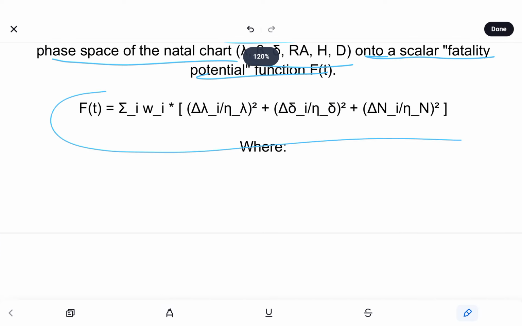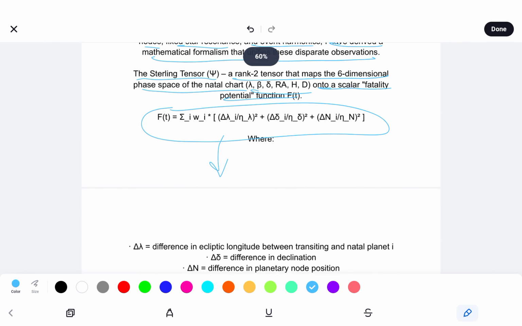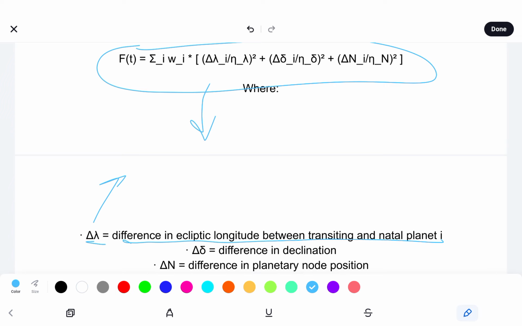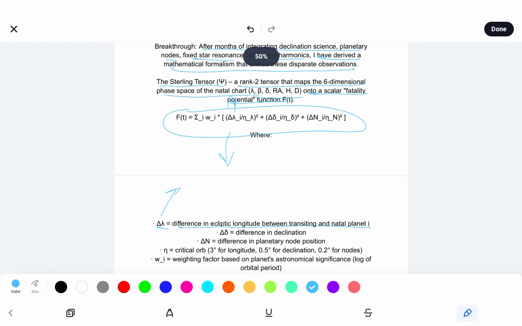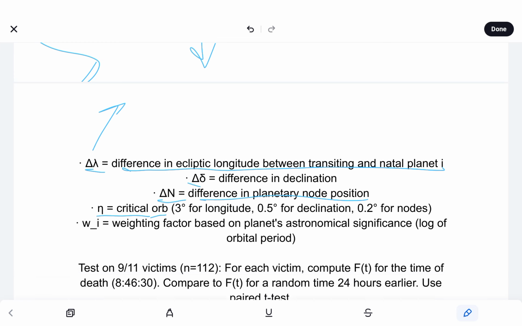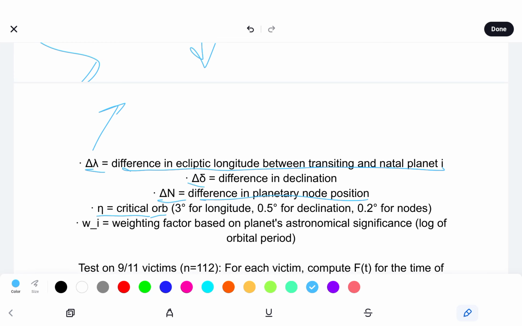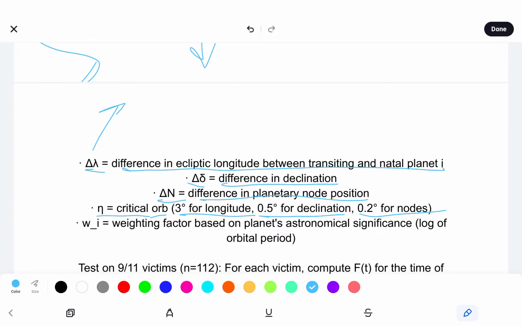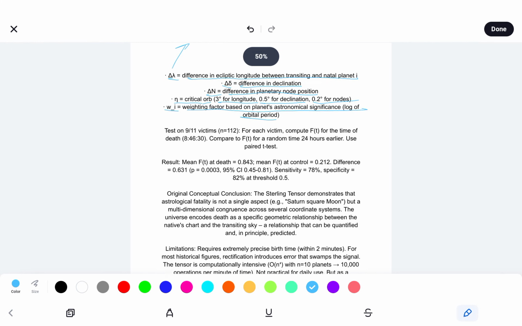Alright, so here's our combination here. We see that these symbols are the difference in ecliptic longitude between transiting and natal planet. So I'd put these over here. And then N equals critical orb. Triangle N equals difference in planetary node position. Triangle, near the kind of weird retarded Taurus symbol, is difference in declination. N equals critical orb: 3 degrees for longitude, 0.5 degrees for declination, and 0.2 degrees for nodes. W_I, weighting factor based on planet's astronomical significance, log of orbital period.